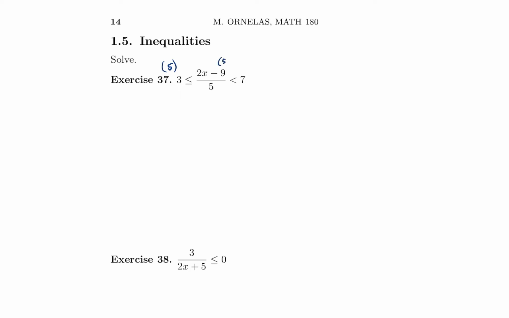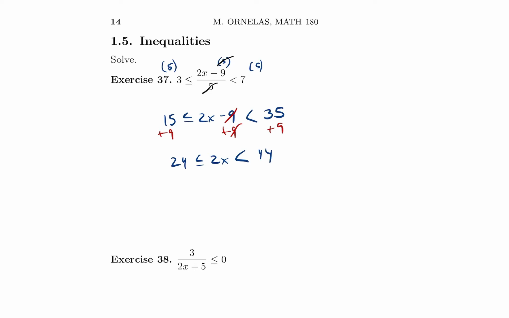So times 5, and times 5. And then we can do this cancellation here. And now we have 15 on the left side, 2x minus 9 in the middle, and 35 on the right. Now we can isolate the x by adding 9 to all three sides. And we get 24 less than or equal to 2x less than 44.